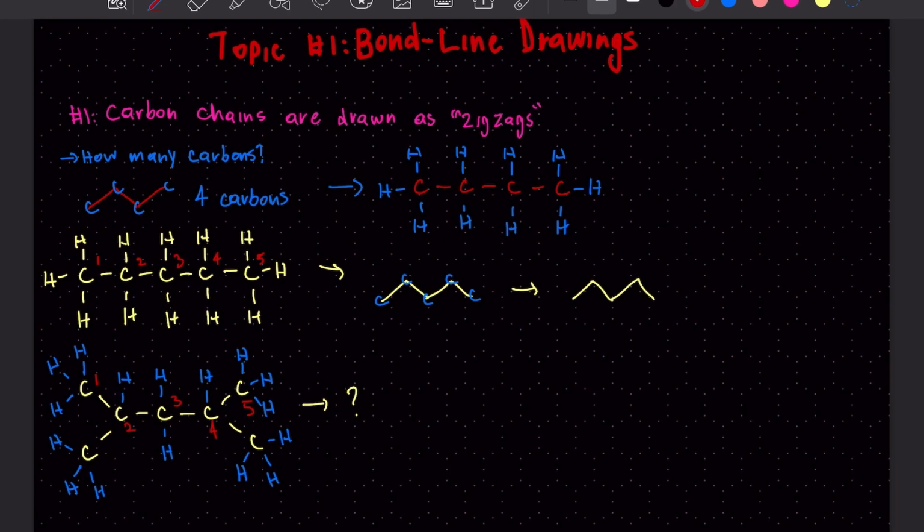So now that we know that our carbon zigzag chain is 5 carbons long, we can draw that. Our carbon bond line structure will look something like that. Also, make sure you note that you can also draw it in the other direction, like this. It really does not matter which direction you draw it, as long as we have 5 carbons in our chain.